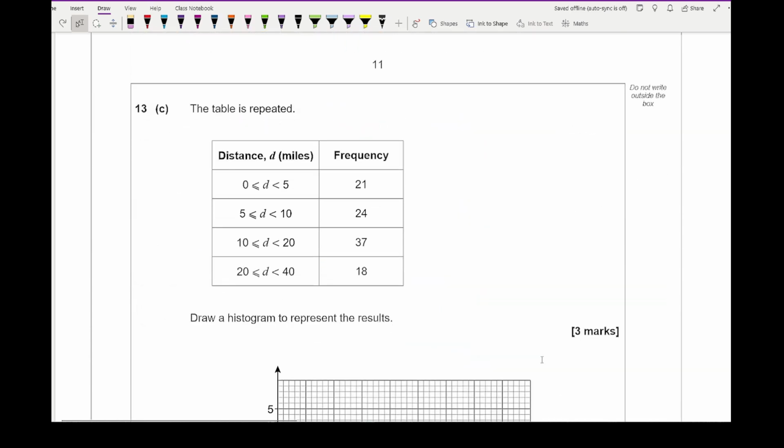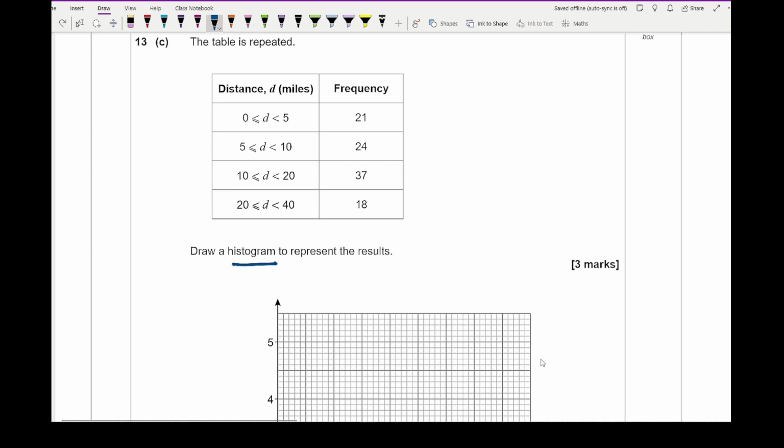Moving on to 13C, it says the table is repeated, and draw a histogram to represent the results. To draw a histogram, we need to work out the frequency density, which is the frequency divided by the class width. The class width is always the upper bound take away the lower bound. So it's 5 take away 0, which is 5, 10 take away 5, which is 5, 20 take away 10, which is 10, and 40 take away 20, which is 20.